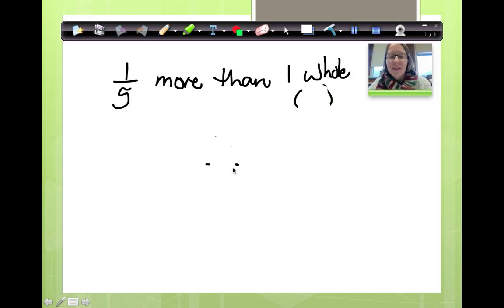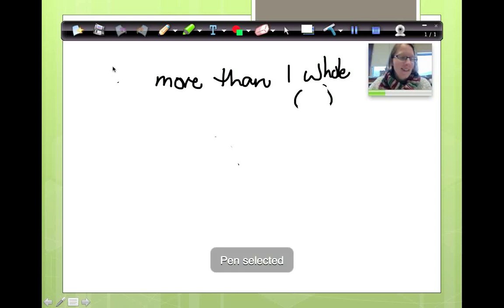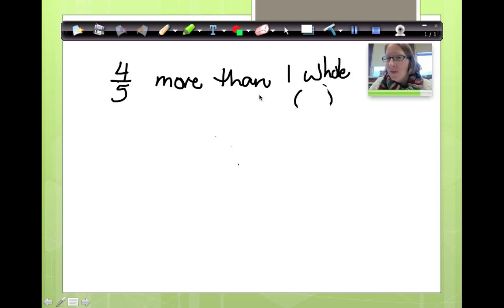Ooh, okay. See if you have it with me. I'm going to erase this, and I'm going to change this. Okay, you ready? See if you can do this. What is 4/5 more than 1 whole? What was 1 whole? If I'm talking about fifths, then 1 whole has to be 5/5. Okay, now 5 plus 4 is 9. 9/5. So 9/5 is 4/5 more than 1 whole.